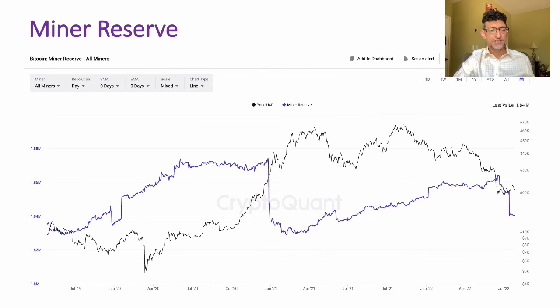Now this is miner reserve. This reserve of mining companies coincides well with the one we just saw before, the Puell Multiple. When miners have problems, what they do is they decrease the amount of reserves of Bitcoin. Why do they do that? Because they get desperate for cash. And so they start selling Bitcoin and their reserves go down. So this did show that miners were having problems in June.